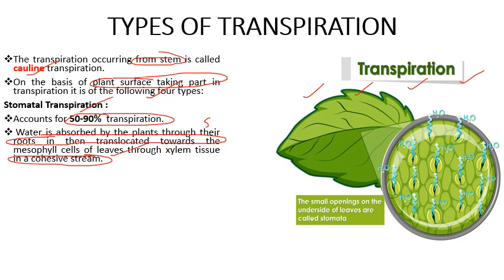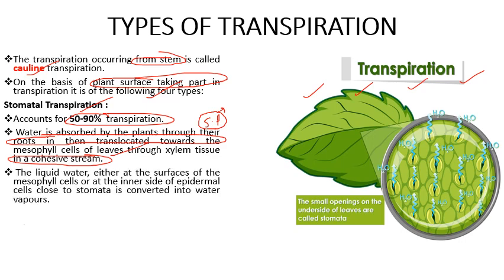It is basically a suction pressure created in the leaves, in the mesophyll tissue, which acts in the downward direction through the xylem vessels and reaches the roots, and after that the water is absorbed in the upward direction through cohesive and adhesive forces in a continuous column. The liquid water, either at the surface of the mesophyll cell or at the inner side of the epidermal cell closest to the stomata, is converted into water vapors.